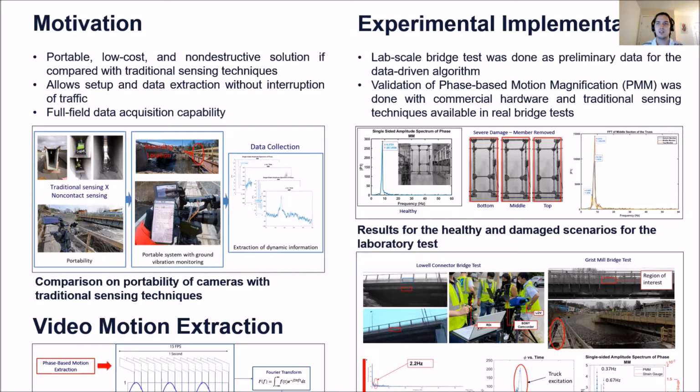Also, it is low cost since we don't need a dedicated system only for one bridge, and it allows a fast setup without interrupting the traffic, since it's just putting the camera somewhere on the side of the bridge and recording the data. And finally, since the camera acquires a very large amount of pixels, each pixel contains dynamic information of our structure. It can extract full-field information.